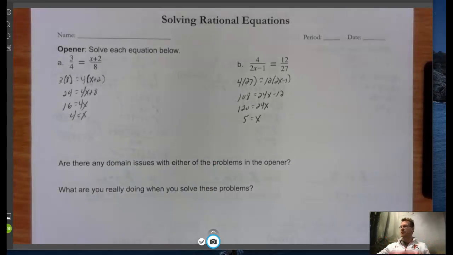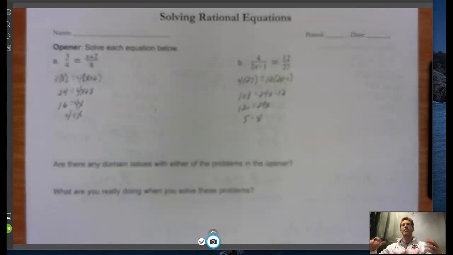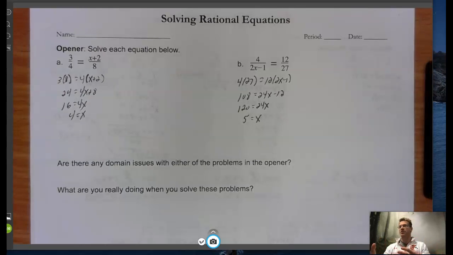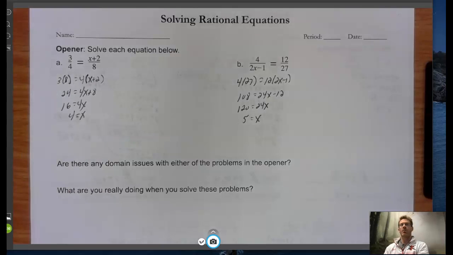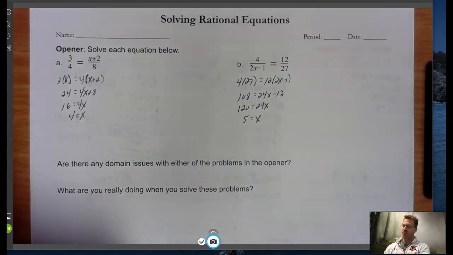So my guess is that's what most of you did when you solved those two equations, and that's probably what you've done throughout the years to solve those. Now, a couple of different things. So first, are there any domain issues with either of the problems in the opener? When we look at this one, there are no issues, right? We have two constants in our denominator, so we don't have to worry about either one ever being 0.